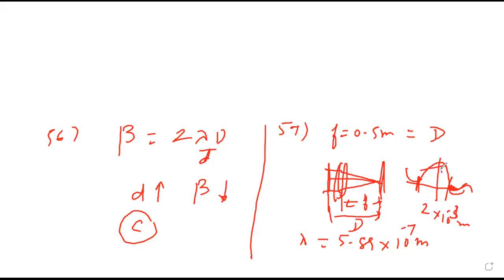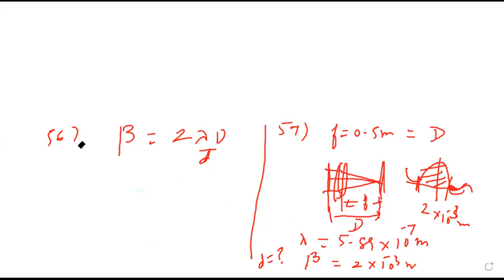That is nothing but this distance, the width of the central maxima. So the width of the central maxima is the distance between the minima on either side. We have to calculate the width of the slit, that is d. So the same formula: beta is twice lambda D by d. So small d will become twice lambda, capital D upon beta.